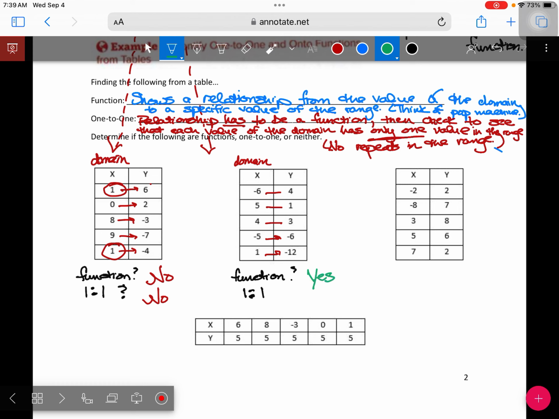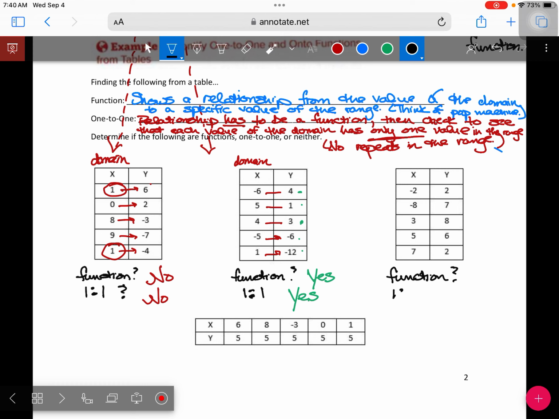Now, because it's a function, then we go to the next step. Is it one-to-one? Relationship has to be a function. Check to see that each value has only one value in the range. Okay, we don't have any multiples. Do I have any repeats in the range? 4, 1, 3, -6, -12. Any repeats? No. So is that a one-to-one? Yes, it is. So this is a function and it's one-to-one. Let's take a look at the next one.